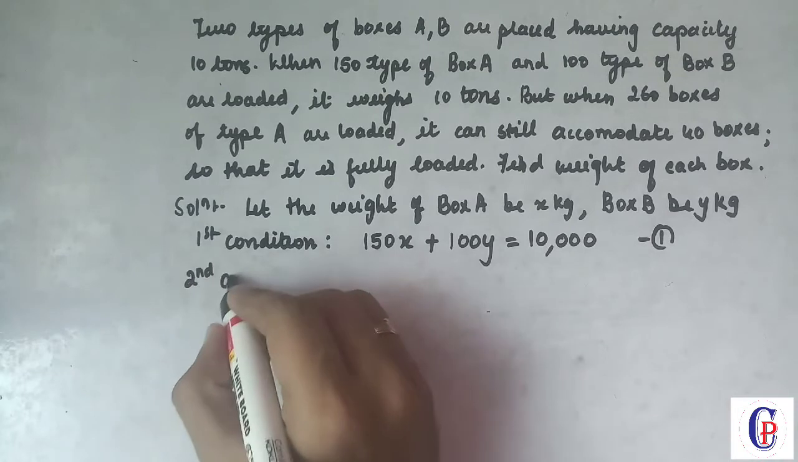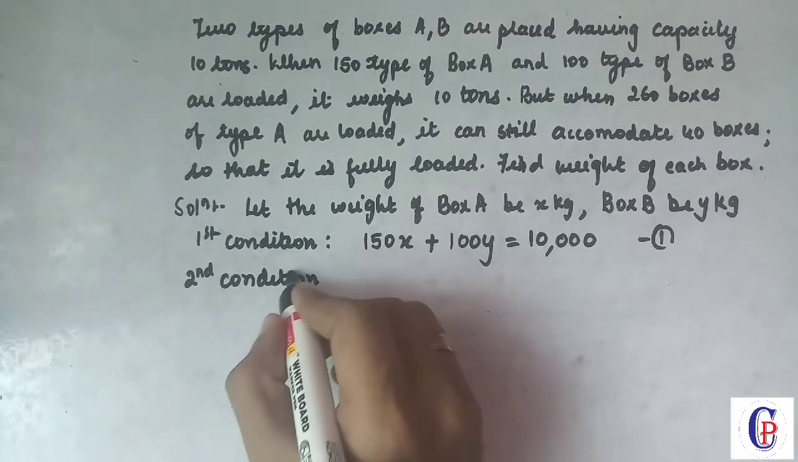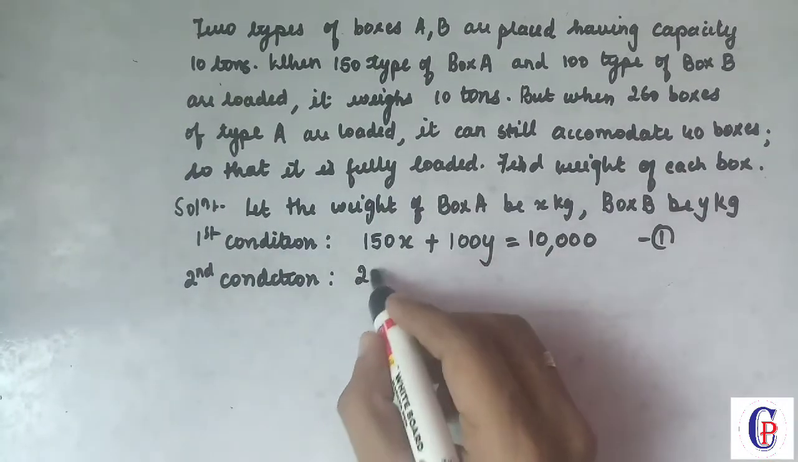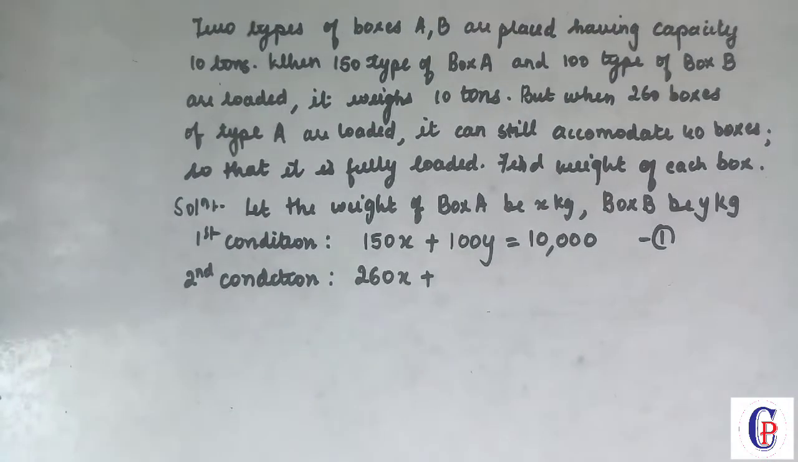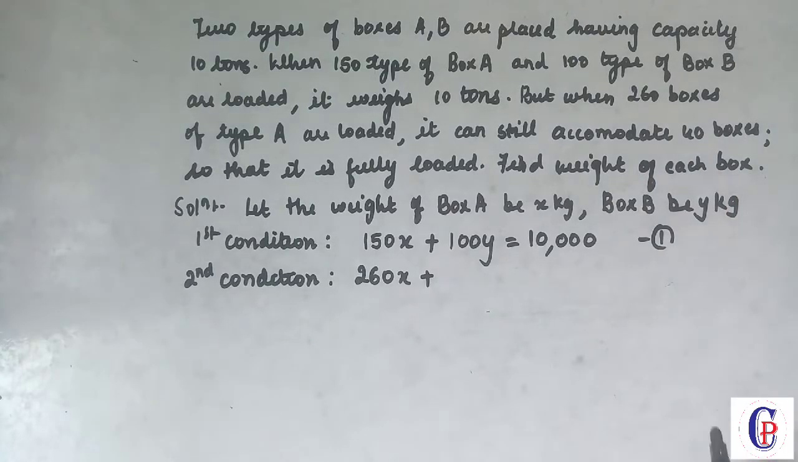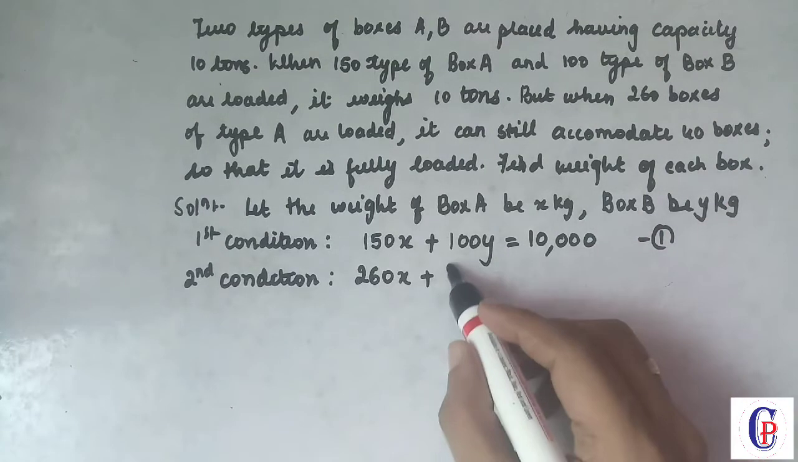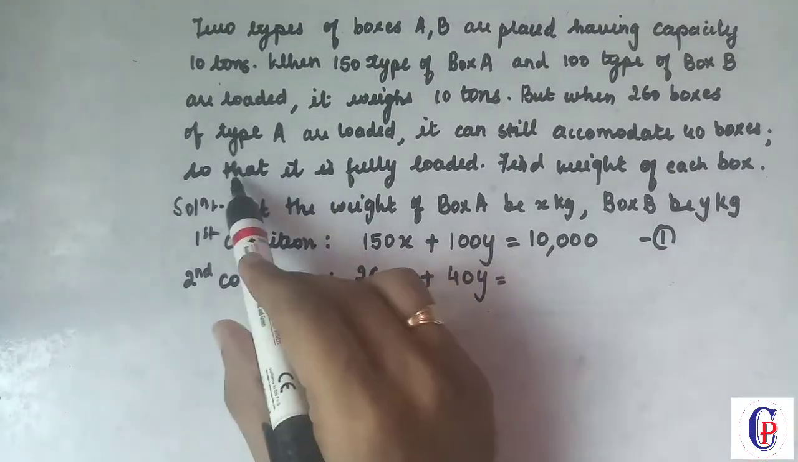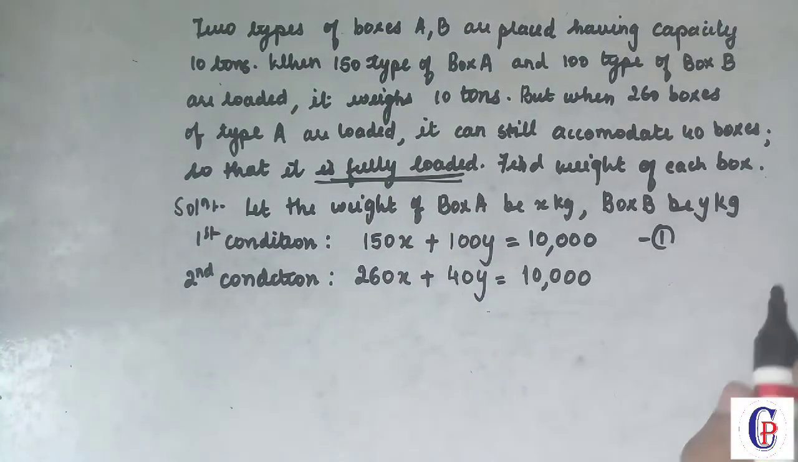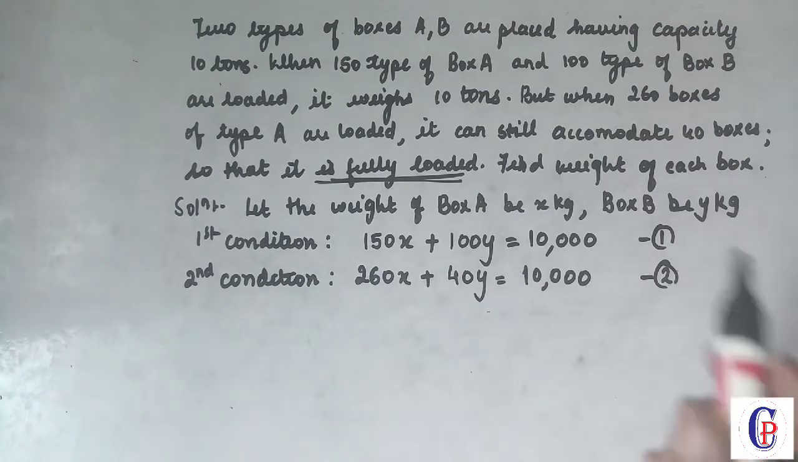What about the second condition? It says when 260 boxes of type A are loaded, so 260x, it can still accommodate 40 boxes. Accommodate means it has still more capacity of taking 40 boxes. So of course now we will not place box A, we will place box B now. So we can place 40y, and again it says it is fully loaded. Fully loaded means again it is 10,000, the truck is full now. So this is our equation.